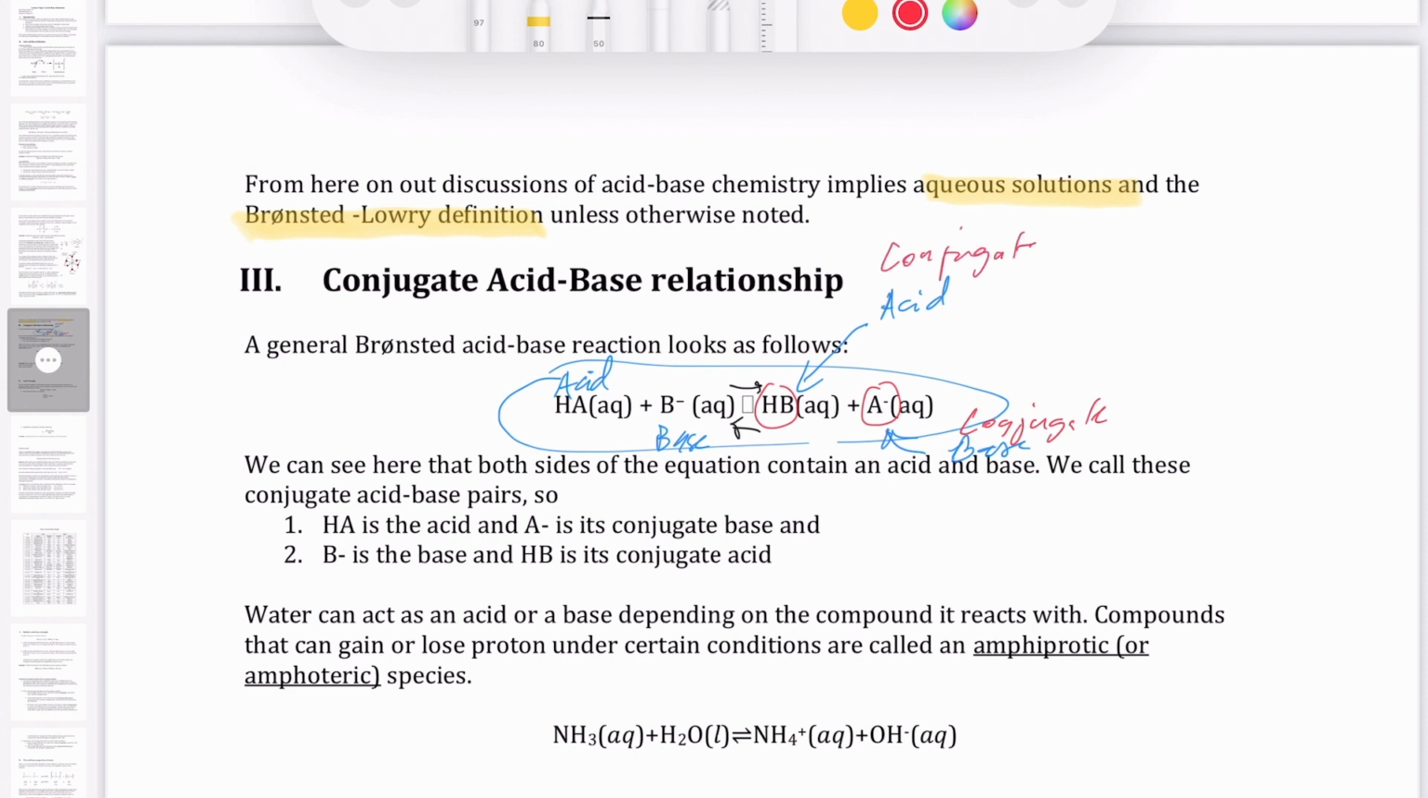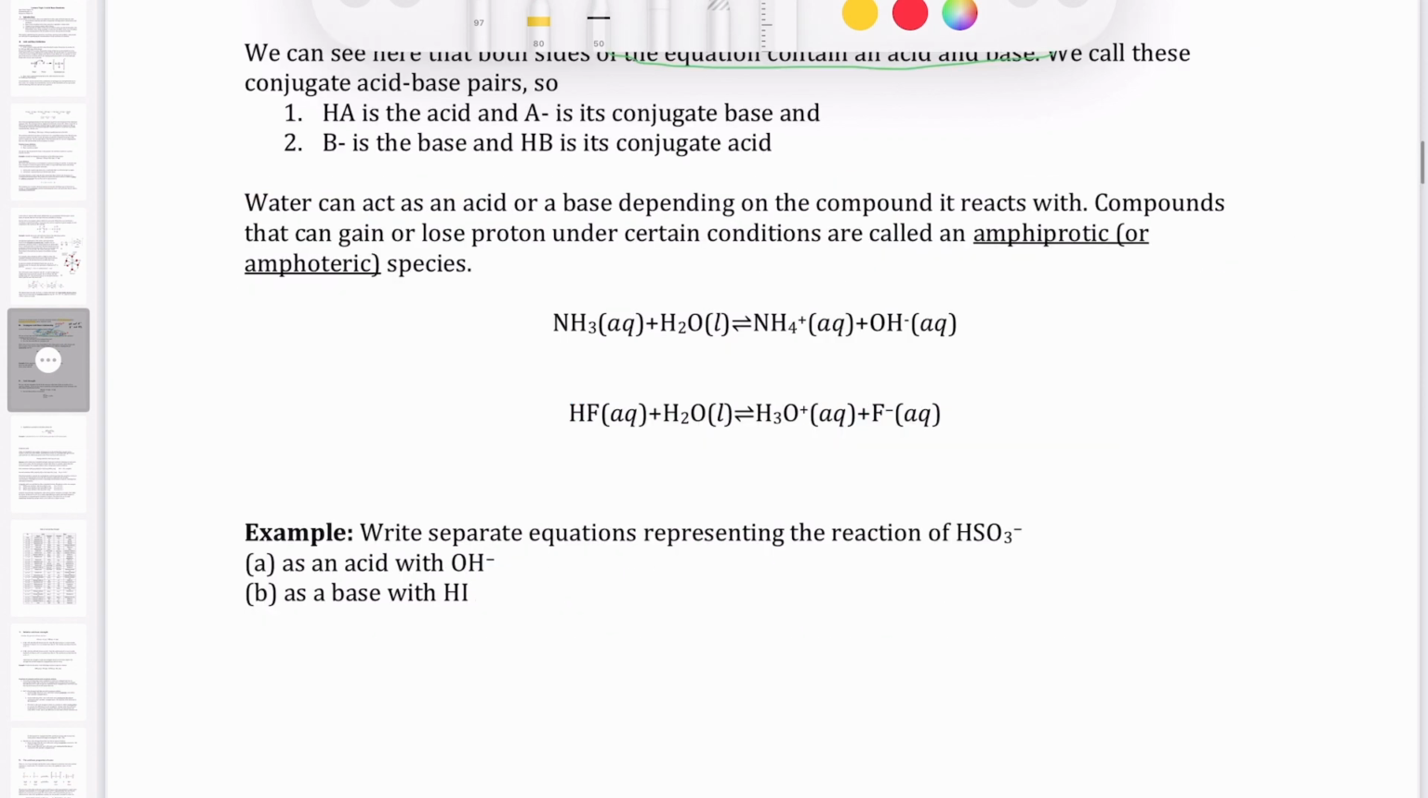So the relationship is between these two, the base-conjugate acid relationship, and then these two, HA and A minus. So HA and A minus, and then B minus and HB. We would say A minus is the conjugate base of HA, or HB is the conjugate acid of B minus. One of the interesting things about some chemical species is they can act as both acid and base. This is what we refer to as amphiprotic, or more generally amphoteric species. Water is an example of this.